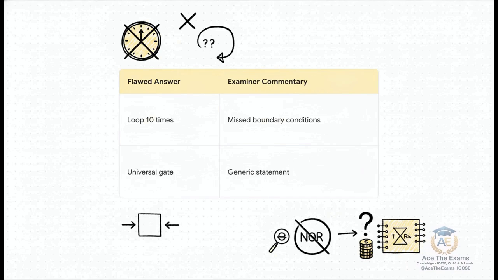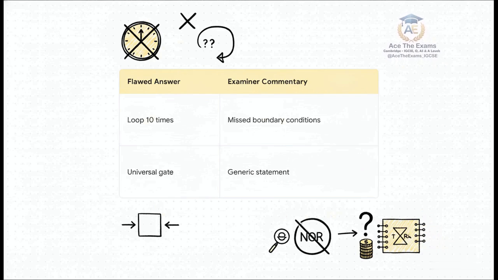Let's analyze this table together. A student confidently writes, "The algorithm loops 10 times." Seems fine, right? Wrong. The examiner marks them down severely because they missed the boundary conditions. Does the algorithm loop from index 0 to 9, or does it loop from 1 to 10? What exactly is the termination condition that breaks the loop? That tiny lack of precision is deadly in computer science.